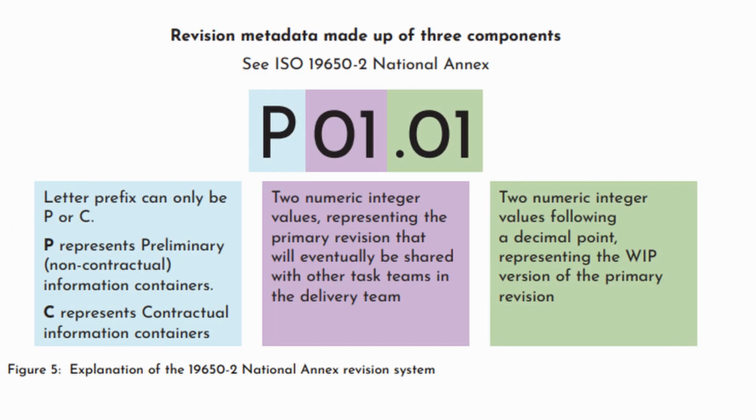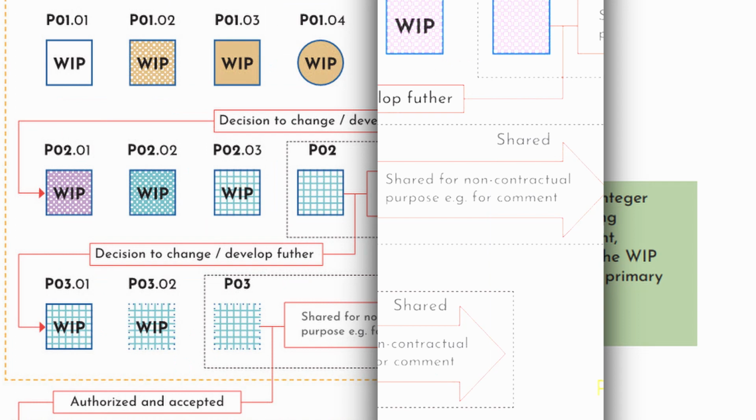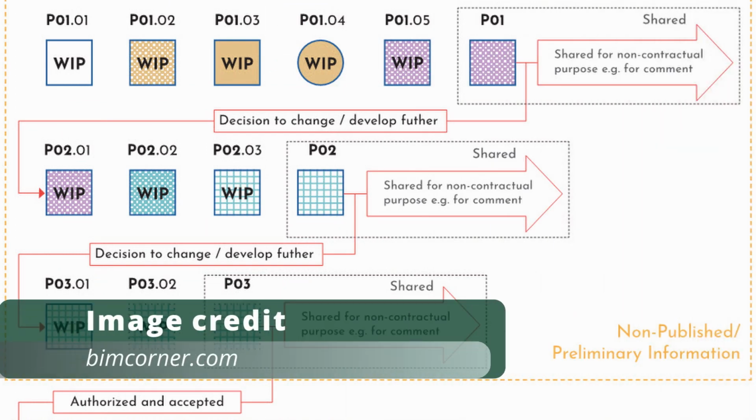After that, there's a two-digit numerical character. This represents which version of that particular alpha status we are at. So P01, for example, is the first formal issue of the preliminary version of that information. After that, sometimes you might have two more characters separated by a dot. This indicates the work in progress issue of that document heading towards the next preliminary or contractual issue.